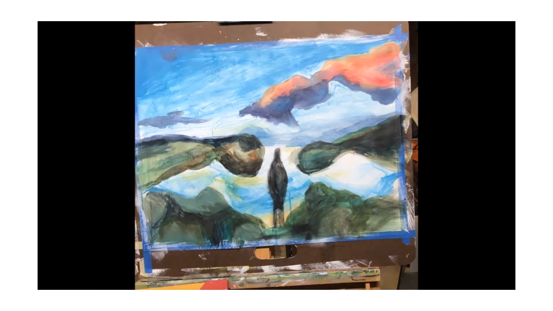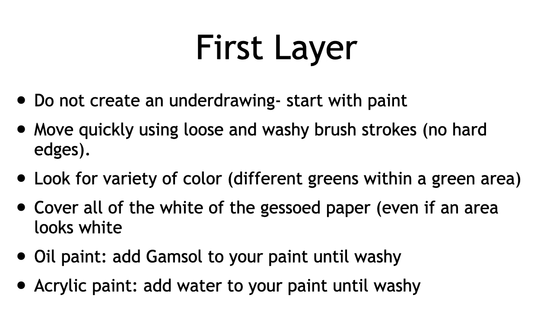If you guys notice, I didn't do a drawing first. For this first layer, you're not going to create an underdrawing. You're going to start with the paint itself. Does this mean that your painting won't be 100% accurate? Absolutely. It doesn't have to look exactly like the photograph. The photograph is just a reference that we're using.